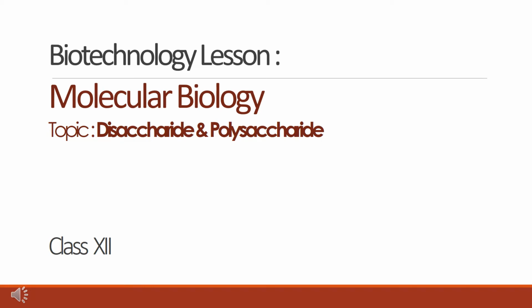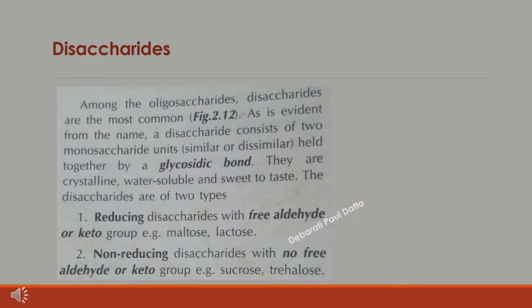Today's topic is disaccharides and polysaccharides. Now, among all the oligosaccharides, disaccharides are the most common. A disaccharide consists of two monosaccharide units held together by a glycosidic bond. These disaccharides are crystalline, water soluble and sweet to taste.